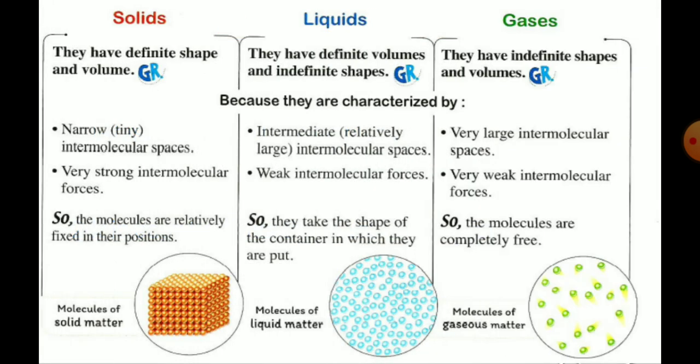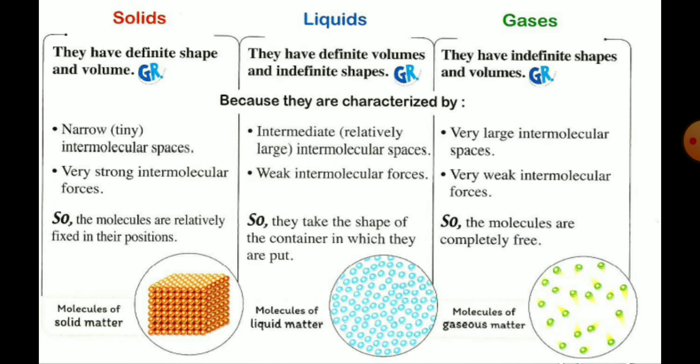Okay, now from the previous activities, we can conclude the comparison between solids, liquids, and gases. Solids have definite shape and volume. What about liquids? They have definite volume but indefinite shape. And gases have indefinite shape and volume. So, number 1, solids: definite shape, definite volume. Liquids: definite volume and indefinite shape. Gases: indefinite shape and indefinite volume. Okay, I think it's so easy.